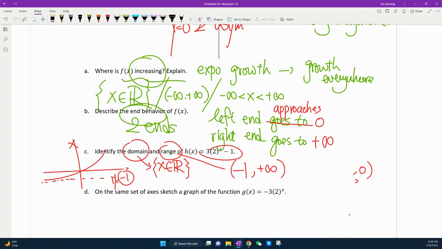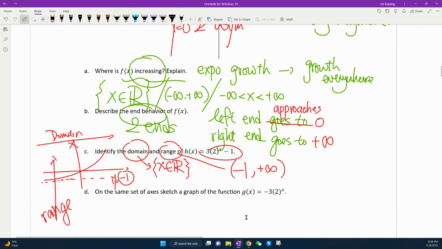Again, reading the range, that means I'm reading from bottom to top. Doesn't matter, always from bottom to top. This is how you read the range. And then for domain, left to right. Always left to right. That is your domain. So again, domain, read from left to right. Always start from smallest to biggest. Range, also the same thing. Read from bottom to top. Why? Because it's smallest to biggest.